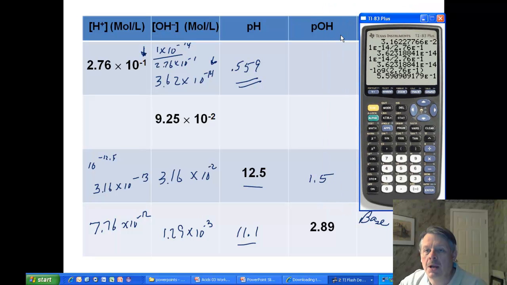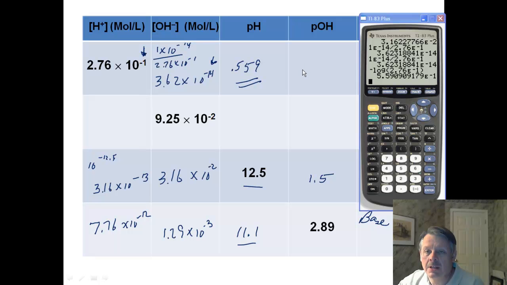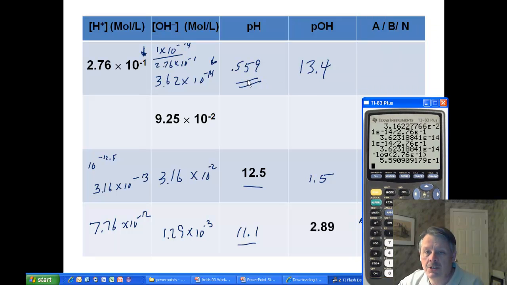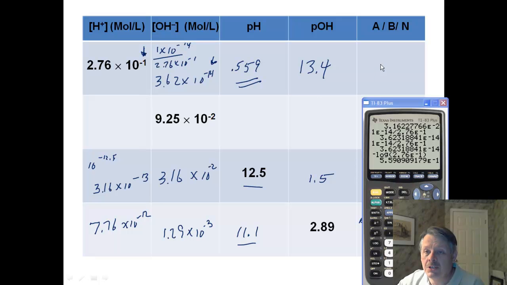Now remember, how do we get our pH? Well, we subtract our pOH from 14. So let's round that to 0.6. If we subtract that from 14, we get 13.4 as our pOH. Now that I could believe. Now, because our pH is way less than 7, this is acidic. In fact, this is extremely acidic.